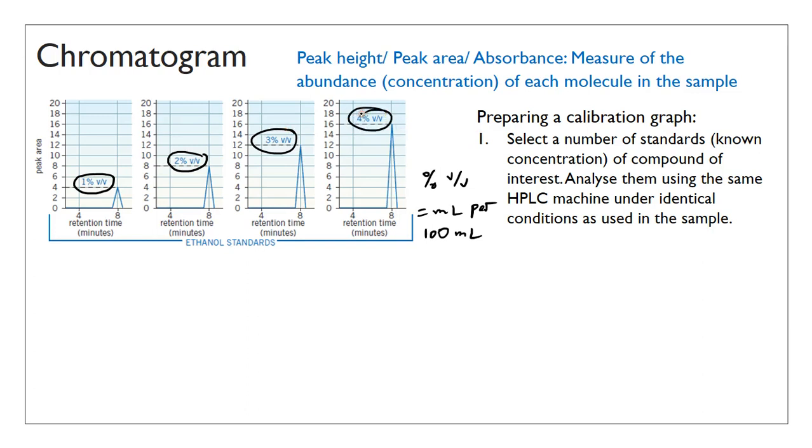So you have four standard solutions of varying concentrations. What you're going to do is analyze them using the same HPLC machine that you used previously to analyze your unknown sample. Again, you need the same conditions, the same pressure and temperature and all of that. Once you've done that, you're going to determine the peak area of each standard solution. The one at 4% volume by volume has an area of 16, and then the 3 is 12, the 2 is 8, and the 1 is 4.